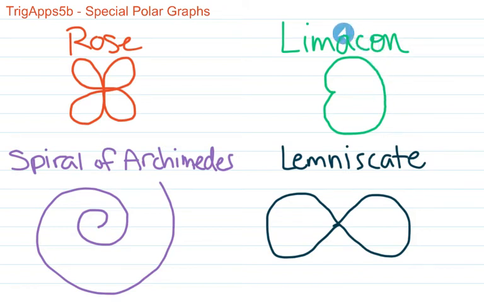A limaçon, say it with me, limaçon, which kind of looks like a lima bean. I think that comes from a French word meaning snail. But this is the one that looks a little bit more like a snail, the spiral of Archimedes. This is not the complete graph. I'll show you what I mean in just a moment. And then on the right bottom here is the lemniscate, which is the infinity sign. This one we have to use 2 equations to sketch.